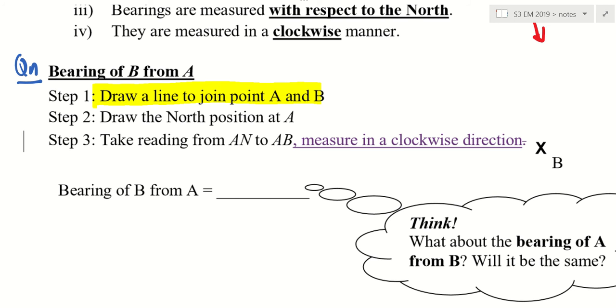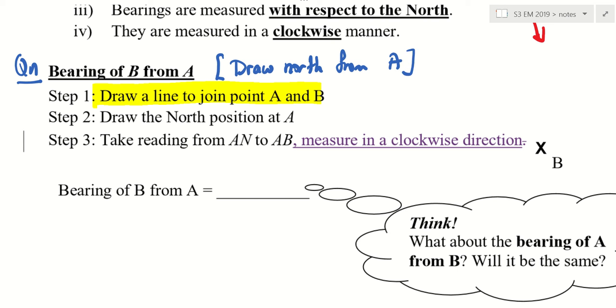This is 2 marks. Step number 1. You see the word B and A? First step, join A and B. Second step, B from A means you will draw north from A. You understand? So I write something here. So you will draw north from A.